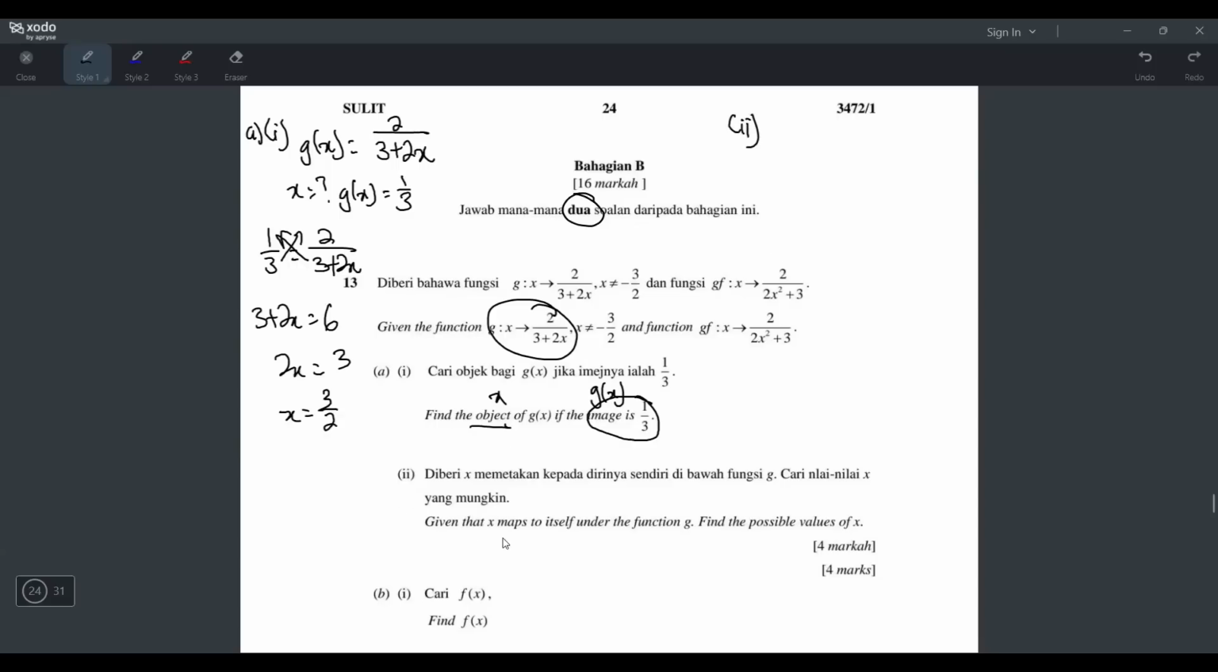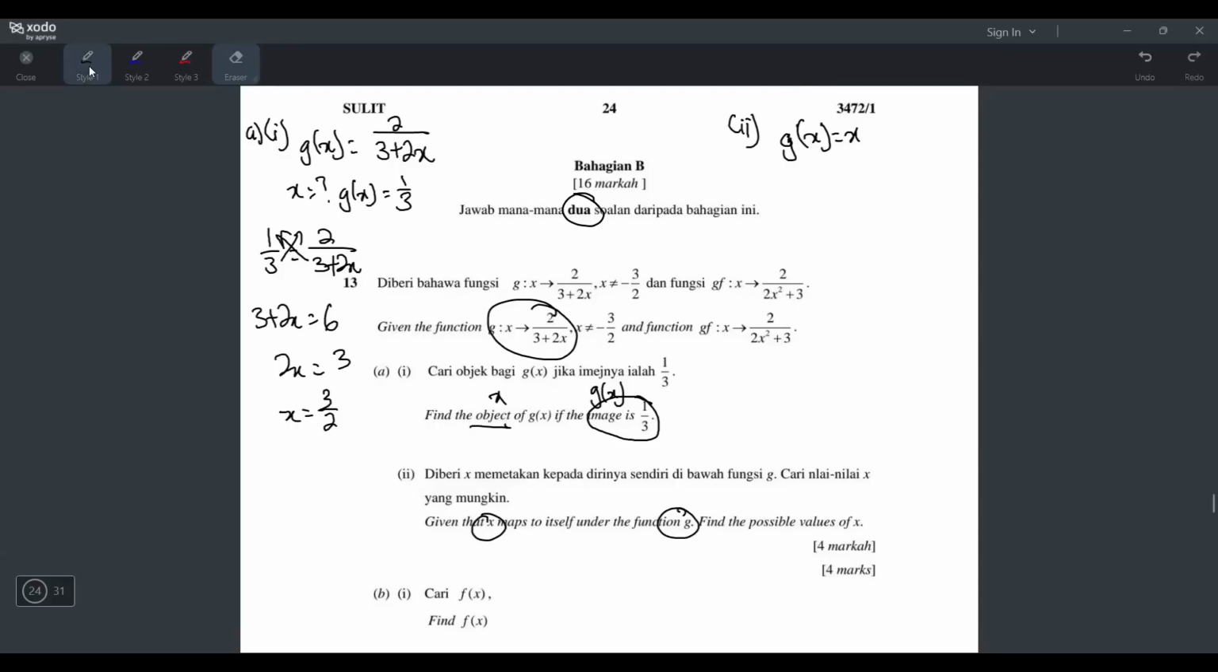Number 2, given that x maps to itself under function g. When you see this, just straight away do gx equals x, and then find possible values of x. Let me explain this. When they say x maps to itself under function g, it means the object is x, and the object and image are the same thing. So your x value and gx value are the same. That's why I write gx equals x.